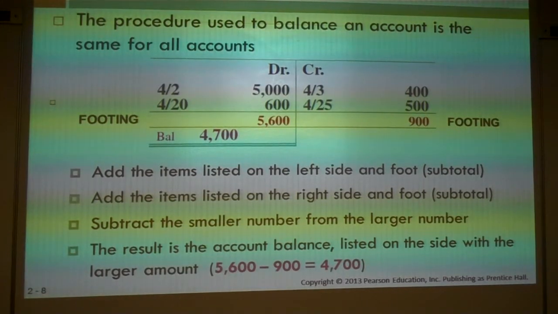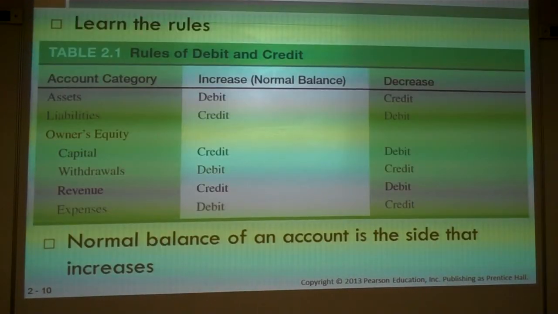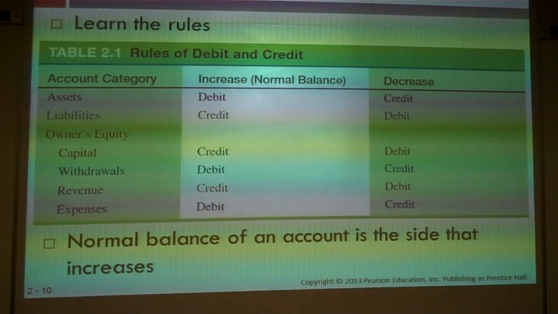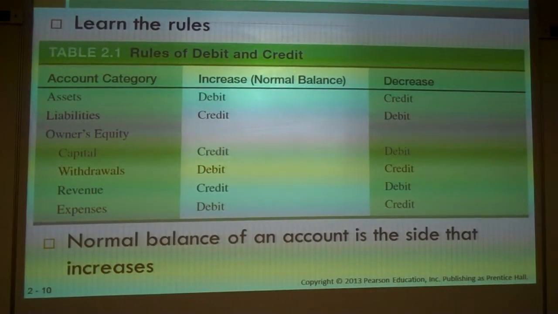We'll do that in chapter 2, and then we'll start recording things in a journal and in an account. Recording the transactions in the T accounts. This is from your book. It's example 2.1. If you look at that, it just tells us where the normal balance is. Assets are on the debit side, liabilities on the credit side, and then under owner's equity, you can see the category, owner's equity, and we have capital, withdrawals, revenue, and expenses. And that's where our normal balance is.